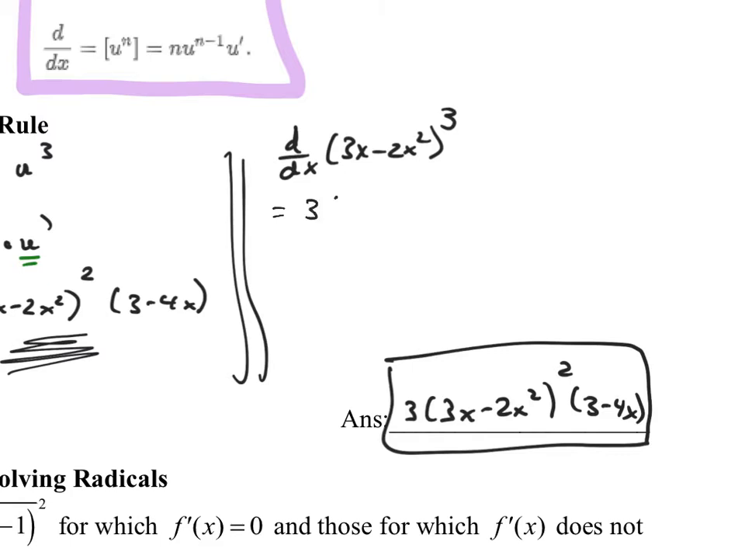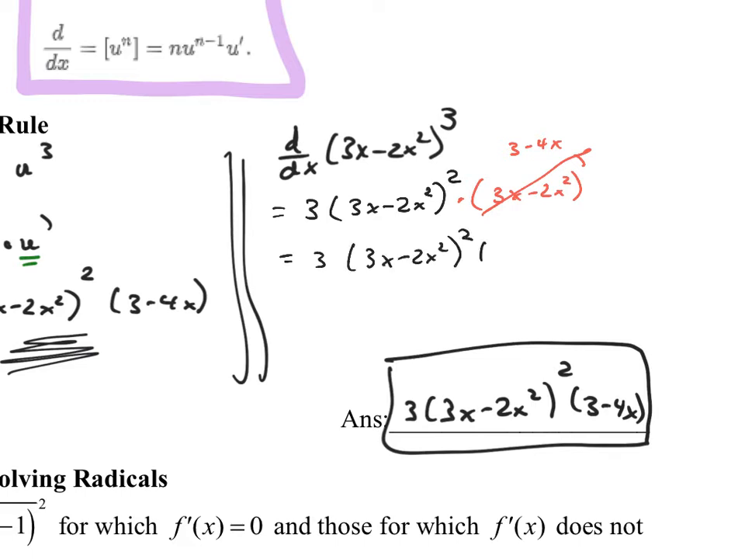So drop the power, keep the inside exactly the same, to the power minus 1, but then we need to remember to multiply times the derivative of the inside, which is 3x minus 2x squared. We need the derivative of that. Well, what's the derivative of 3x minus 2x squared? We already decided that to be 3 minus 4x, and that would give us our final answer of 3 times 3x minus 2x squared, quantity squared, times 3 minus 4x. And that would be our final answer as well.